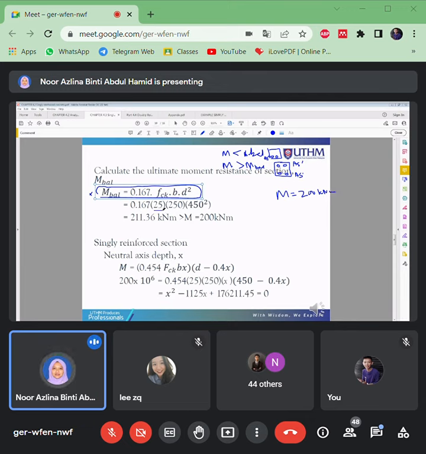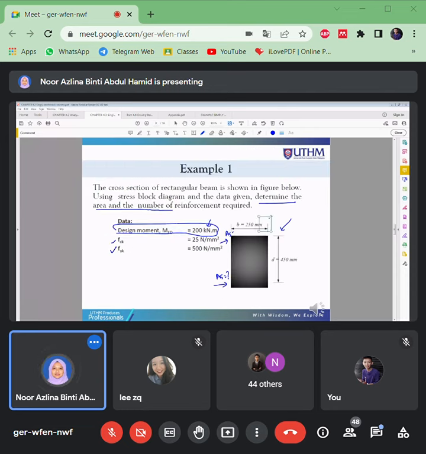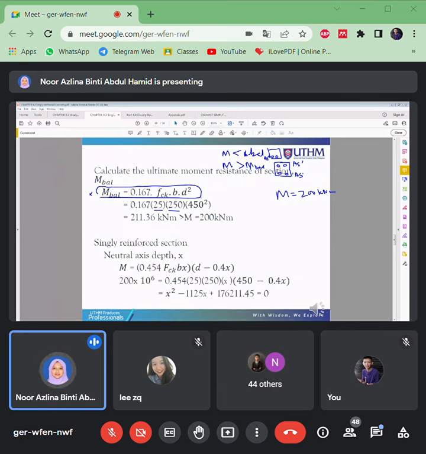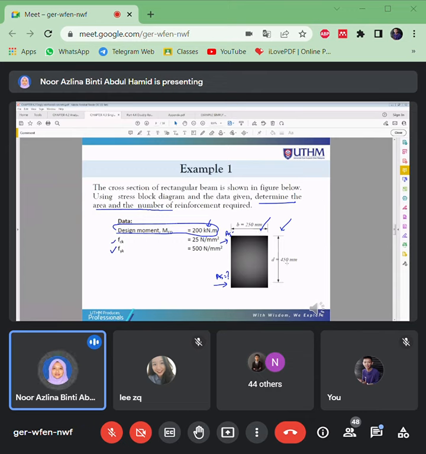So just substitute the values: the grade of concrete fck, and b is the beam section width, which is already given here. Then d is the effective depth, which is also given. The effective depth is from the concrete surface to the steel reinforcement, to the center of the reinforcement. To know d, if it is given, just use it. If not given, you have to find out the concrete cover.